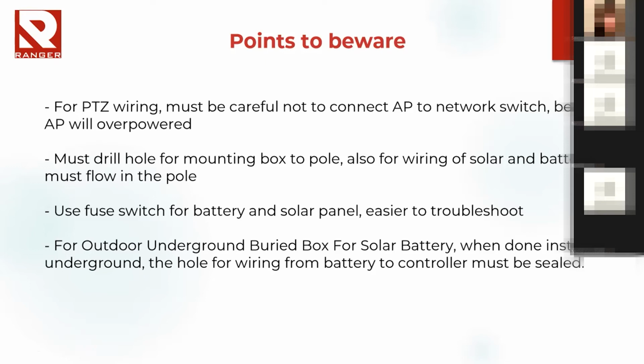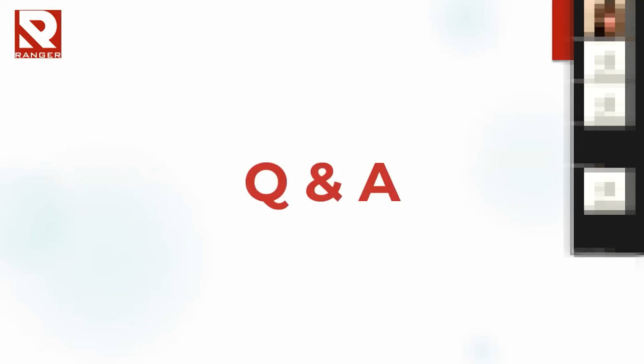For an outdoor underground box for the solar battery, which is lead acid, when installed underground, the hole from the solar box must be sealed so that rain, sand or soil will not get into the underground box. So any other question?